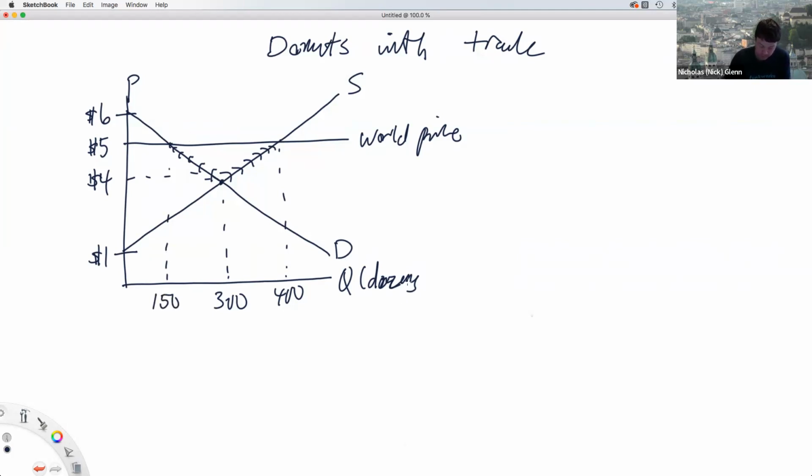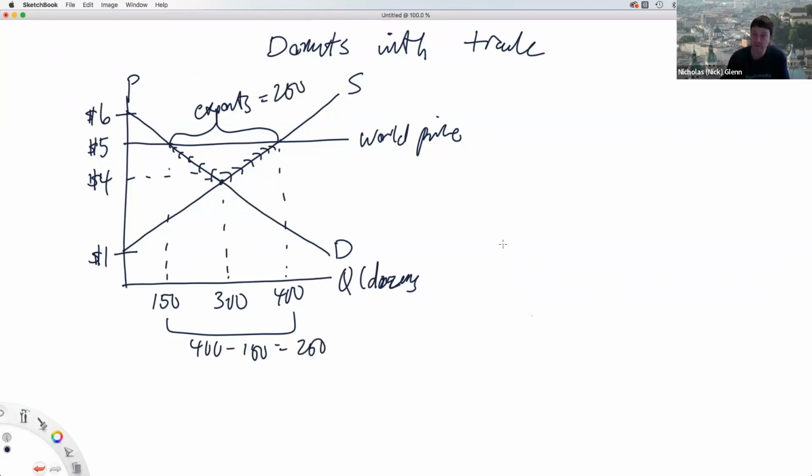Well, what do they do with this difference here? At this price, these suppliers are willing to produce 400 units. Domestically, demand here is only 150. Well, this difference, this surplus of donuts domestically, is going to be exported out of the country, traded on the world market. So these exports are just 400 minus 150 equals 250. So they're going to export out 250 dozen donuts.